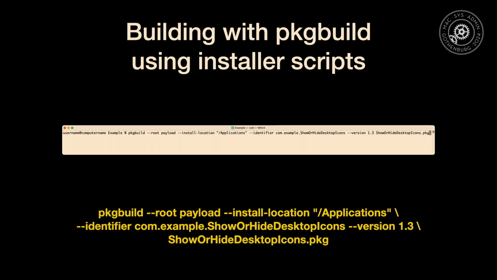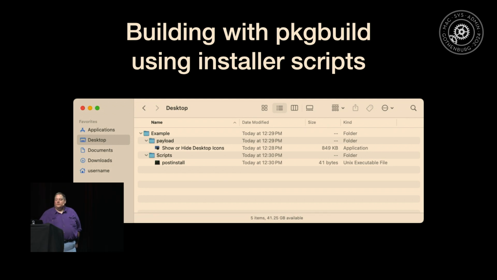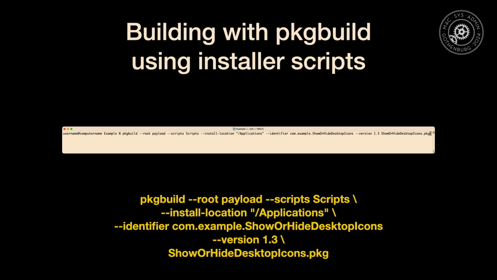Well, let's look back to an earlier example where we were using pkgbuild to build a component package. In addition to our payload directory, let's add a scripts directory and put a postinstall script inside of it. So your new directory structure should look like this. Now let's build our package using the following command. Now that we're referencing a scripts directory and its location, pkgbuild will include the postinstall script stored inside the scripts directory as part of building the package. Let's take a look at how this works.